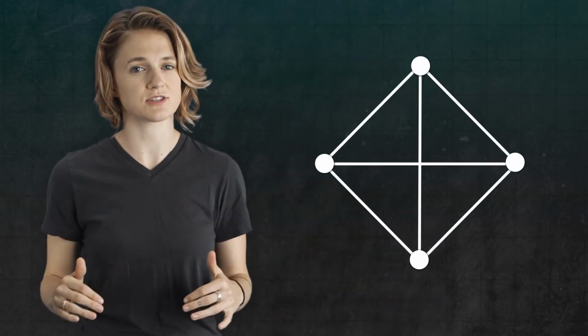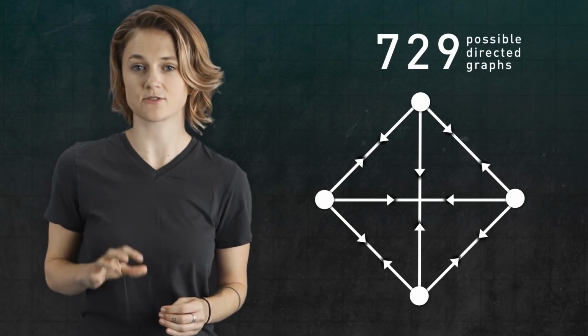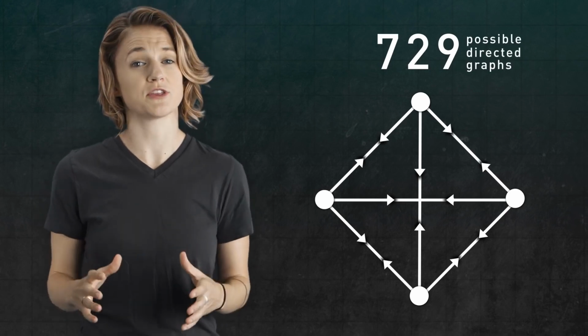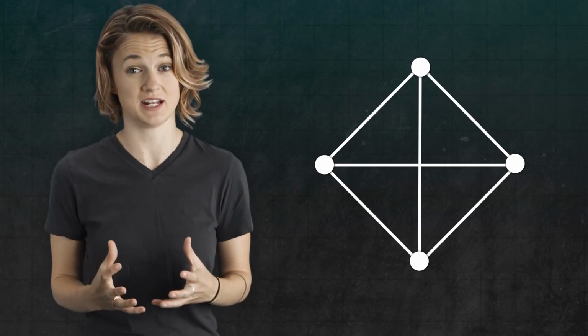A directed graph provides way more information than an undirected graph. Consider this undirected graph. It has 6 edges. What happens if we make it a directed graph? For each edge, there are 3 possible directions: this way, that way, or both ways. That means there are 3 to the 6, or 729, possible directed graphs. When working with the undirected graph, we're collapsing all 729 possibilities into one. There's a lot less information encoded in it.